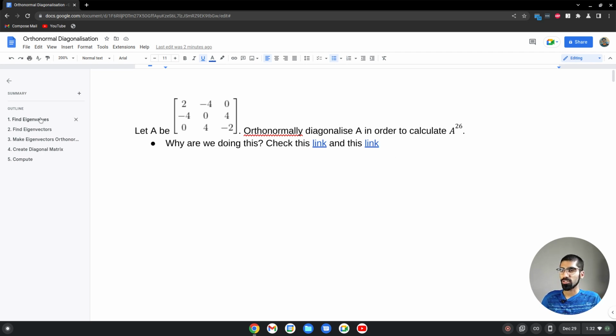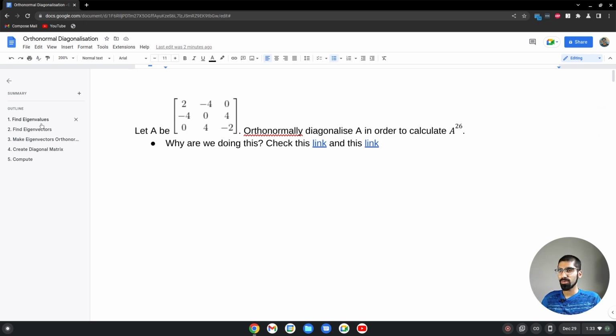That being said, as you can see in the outline, we have 5 main steps to solving this question. We have to take this matrix and multiply it by itself 26 times. It seems a little bit much, but it shows why this is more efficient than computing this by itself 26 times.